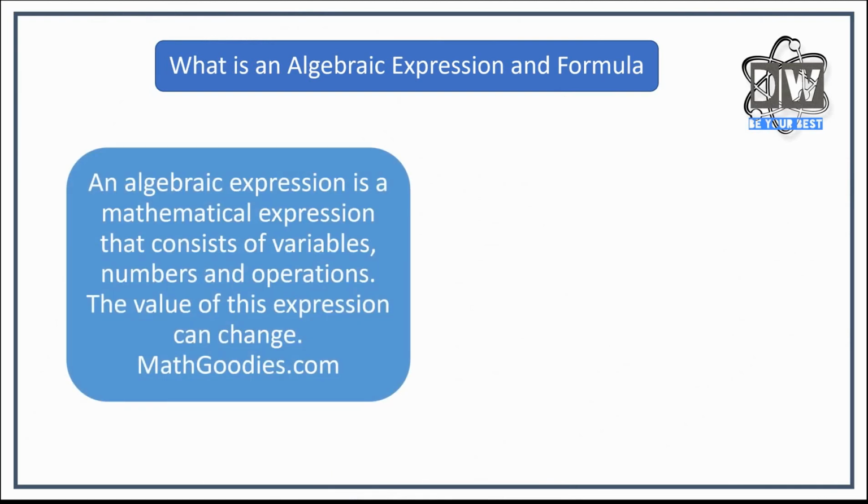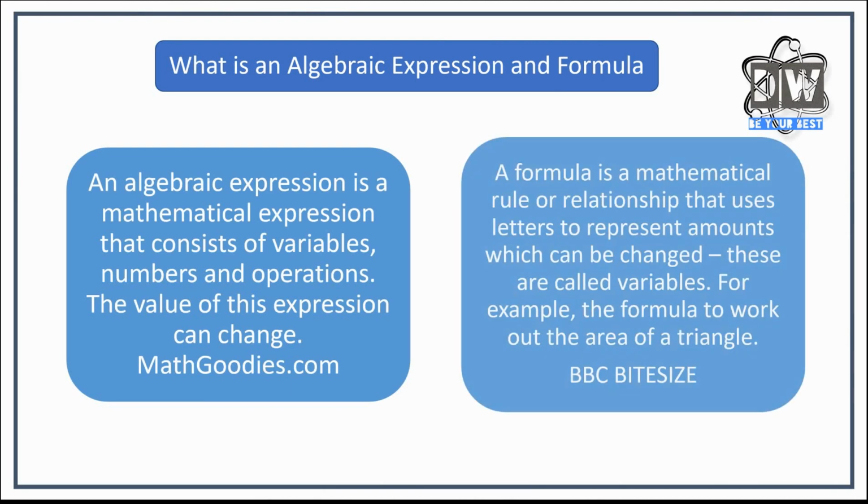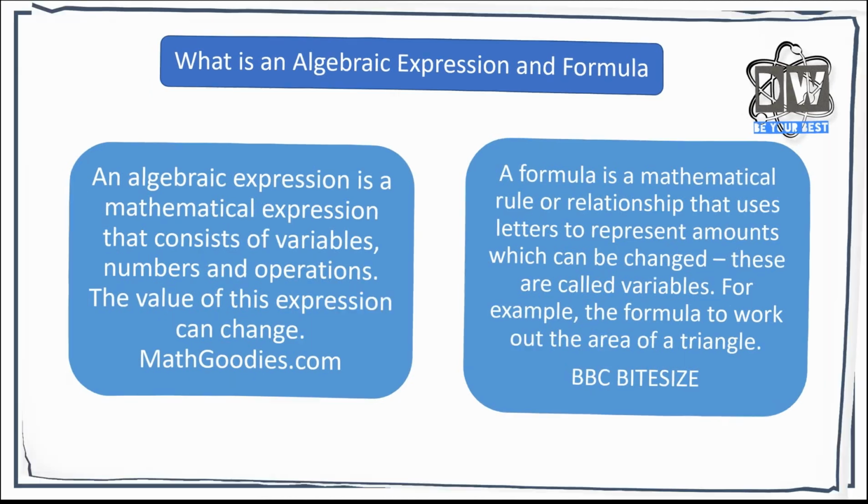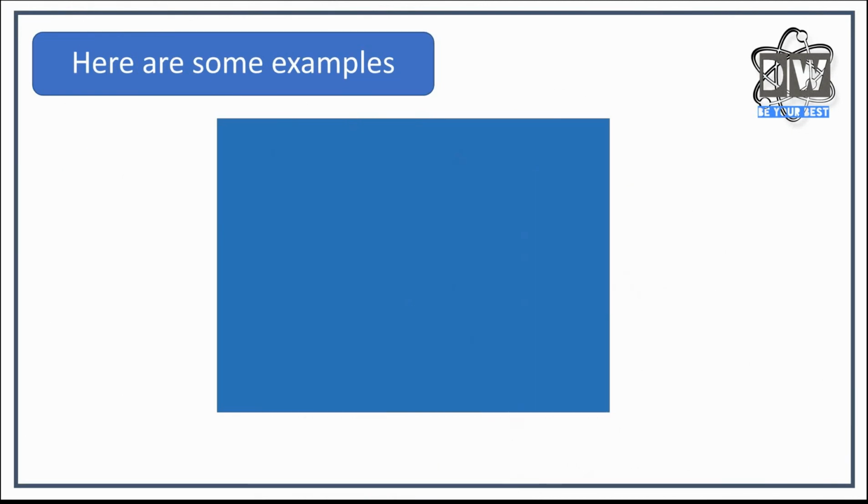Listen, the key thing here is, and I'm going to show you, you can read those if you'd like. One comes from mathgoodies.com, the other one's BBC Bitesize. But the key thing here is the examples. So here goes an expression: we've got 4x plus 3. Here's an equation or formula, which is 4x plus 3 equals 103.